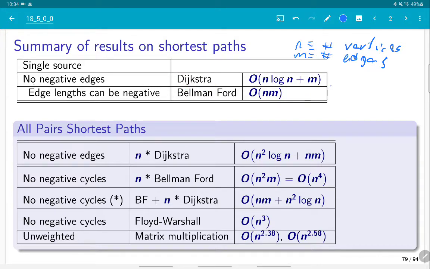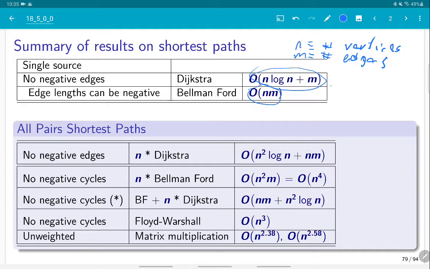If there are negative edges, things get much worse. We have to use Bellman-Ford. The running time becomes nm, which is an order of magnitude worse. It's essentially going from a linear time algorithm to a quadratic time algorithm. So this is for the single source problem.